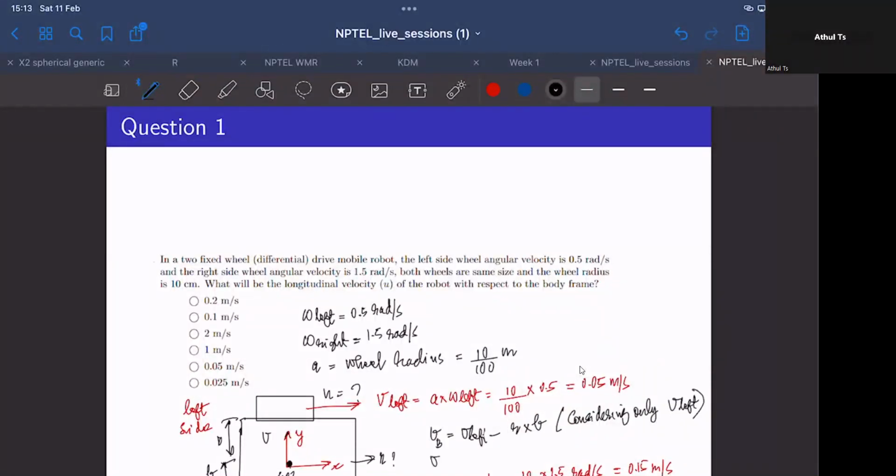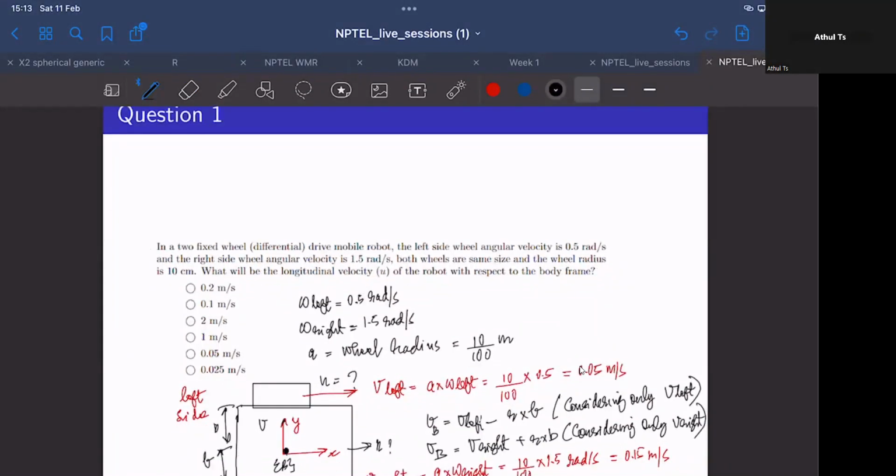Now, if we consider that the velocity of the left wheel is 0, and only the right wheel is having a velocity, then what would be the velocity of the body frame wheel? That would be V right plus r cross B, omega cross B. So this would be considering only V right.